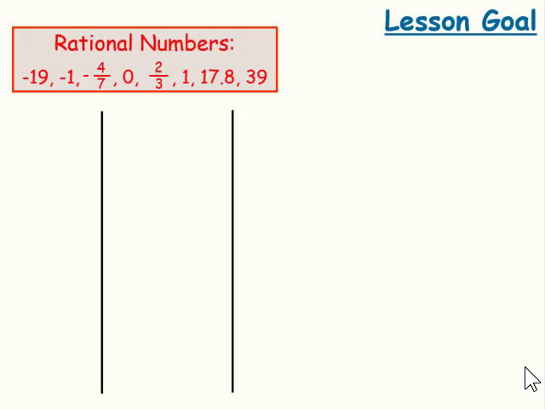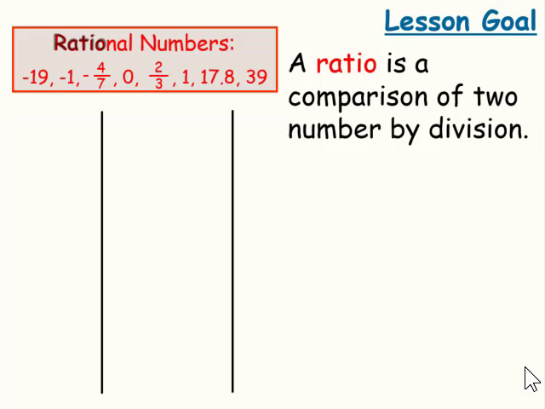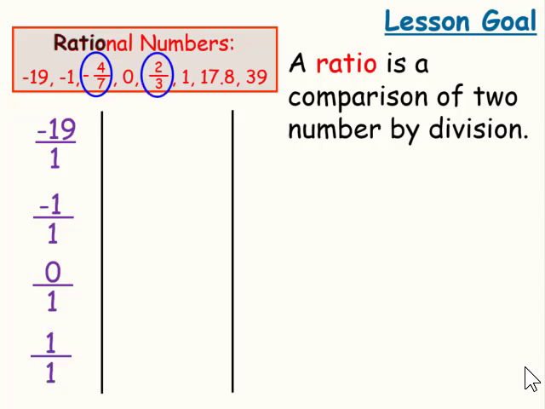Since rational numbers can be written as ratios, a ratio is a comparison of two numbers by division. -19 can be written as a ratio, -19 over 1. -1 as a ratio is -1 over 1. -4/7 is already a ratio. 0 as a ratio is 0 over 1. 2/3 is already written as a ratio. 1 can be written as a ratio, 1 over 1.